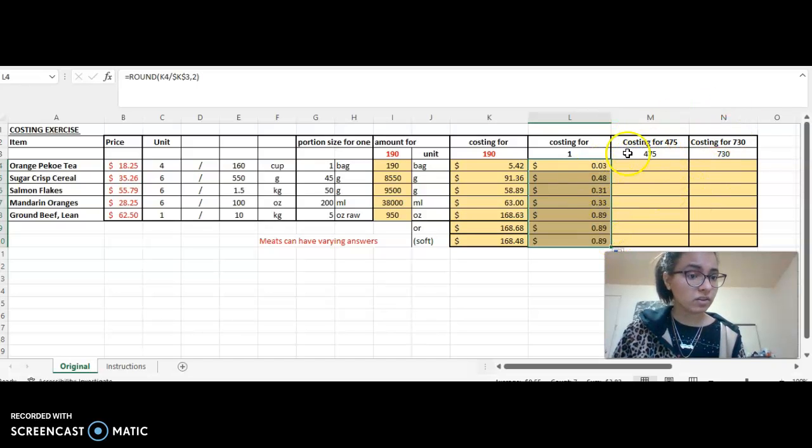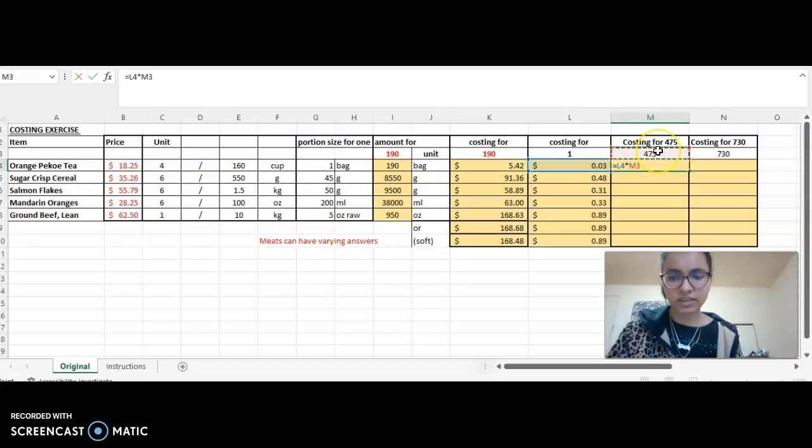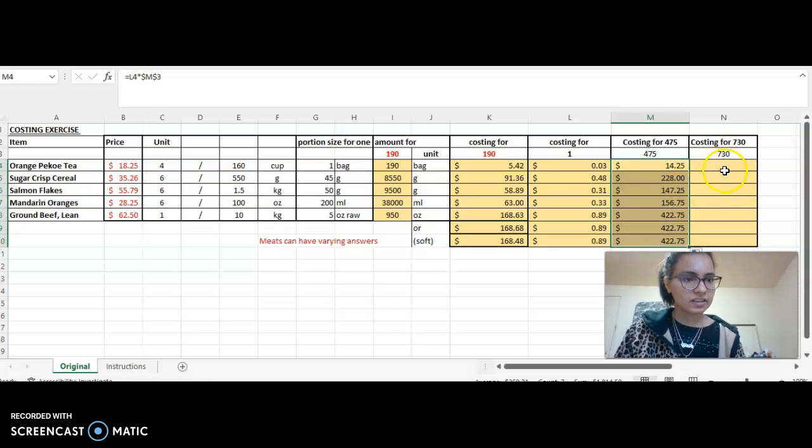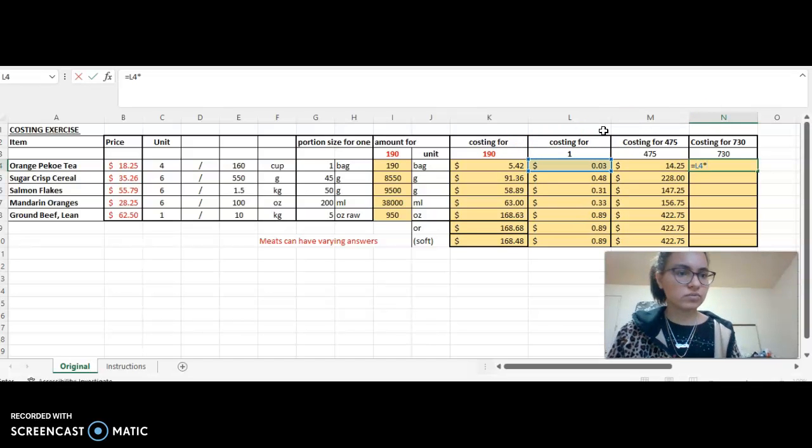Similarly, for calculating the cost for 475, we just multiply the costing for 1 by the number we need. So it's for 475, and again absolute cell referencing and enter, and then just drag it down. In a similar way, costing for 730 is again the costing for 1 multiplied by the portions we need. It's 730, F4, and enter, and then again this way.